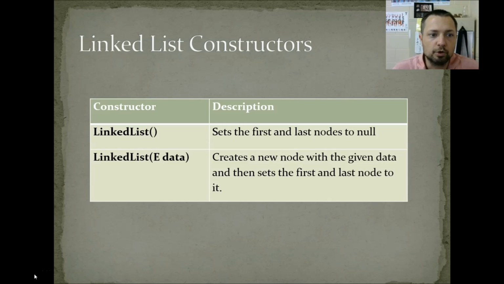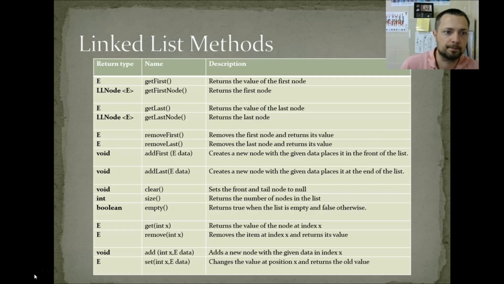Constructors. We're going to have a constructor for a linked list that sets the first and last node to null, or we'll also have a constructor that creates a linked list with one piece of data. So this one will create a new node with the given data, and then first and last will become that new node, because that node will be both the first and the last node in the list.